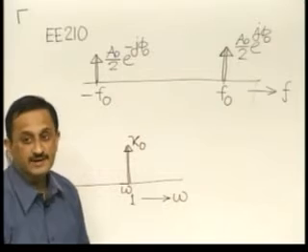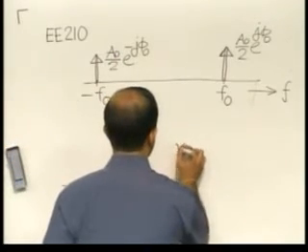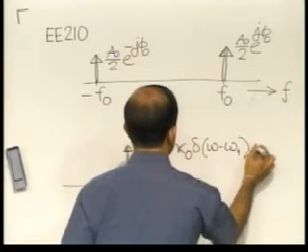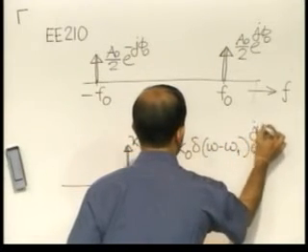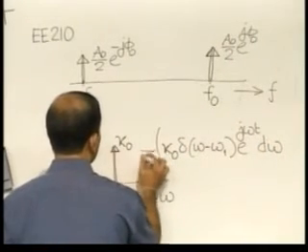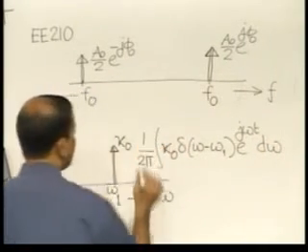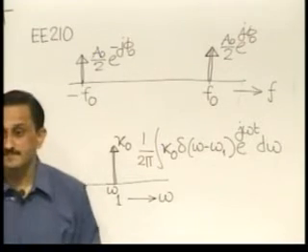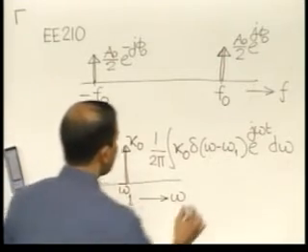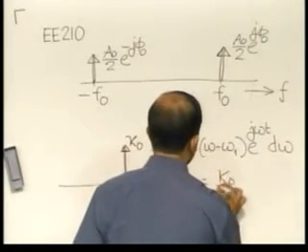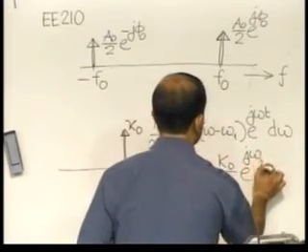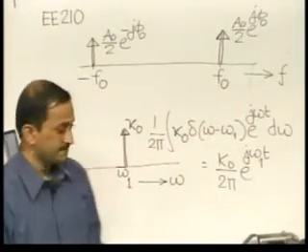What is the inverse Fourier transform of this? It is k0 delta(omega minus omega 1) e raised to the power j omega t d omega, but with a factor of 1 by 2 pi. This is the inverse Fourier transform. Now what is this? This is nothing but k0 by 2 pi e raised to the power j omega 1 t.